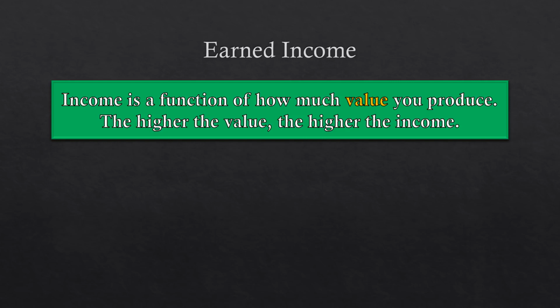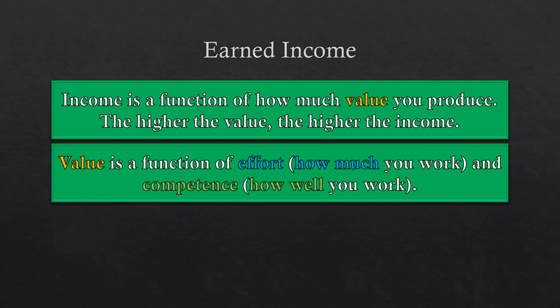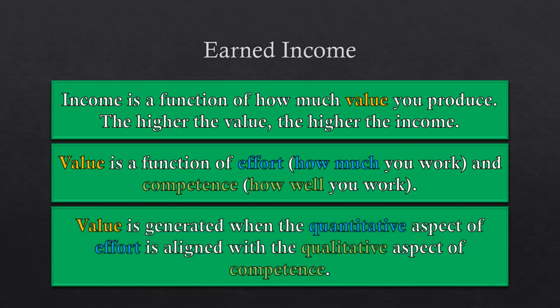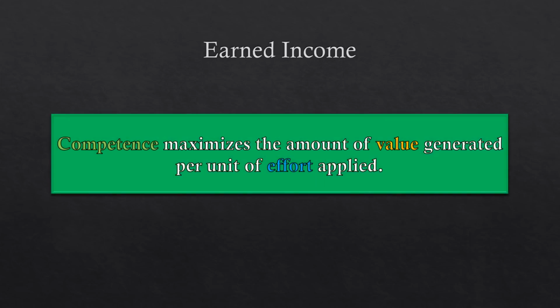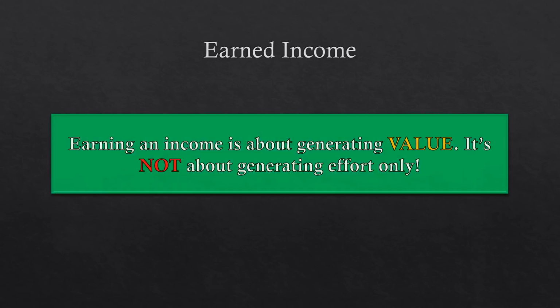Value is a function of effort, which is how much you work, and competence, which is how well you work. In other words, value is generated when the quantitative aspect of effort is aligned with the qualitative aspect of competence. Another way of looking at this is that competence maximizes the amount of value you generate per unit of effort you apply. The bottom line here is that earning an income is about generating value. It's not just about generating effort.